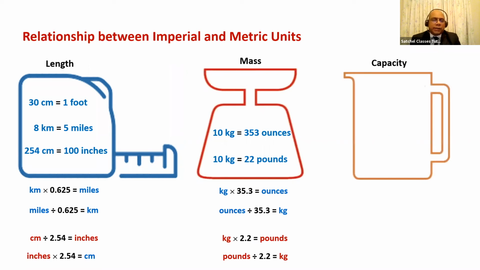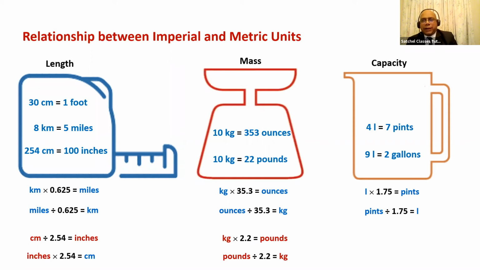Finally, let's look at the imperial to metric units of capacity. 4 liters is the same as 7 pints, and 9 liters is the same as 2 gallons. That means if I need to convert from liters to pints, I need to multiply by 1.75. To convert from pints to liters, I need to divide by 1.75. And to convert from liters to gallons, I'll have to divide by 4.5. And finally, to convert from gallons to liters, I need to multiply by 4.5. Please do remember all of these conversions and values.